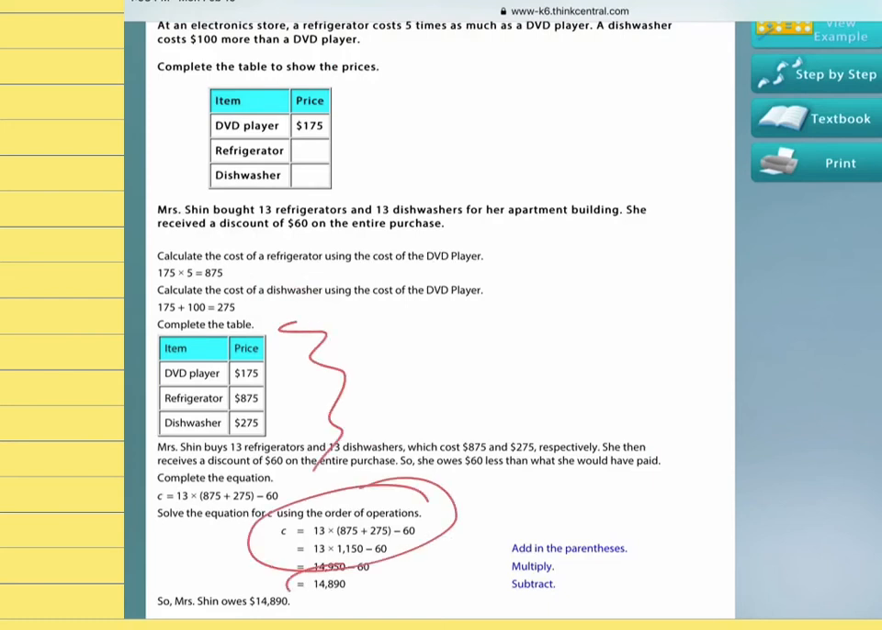Then you do the calculations, you end up with $14,890 is what she owes total. That is 13 times the refrigerator and 13 times the dishwasher added together.